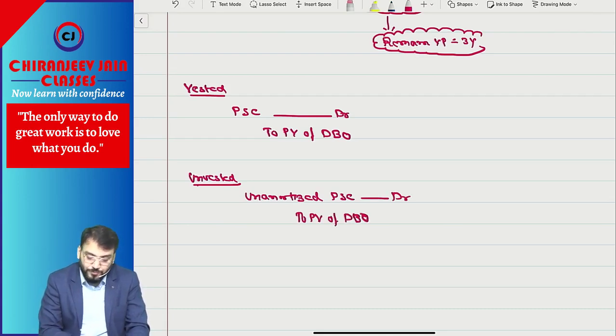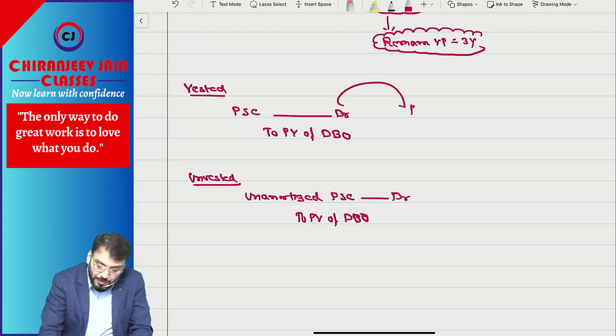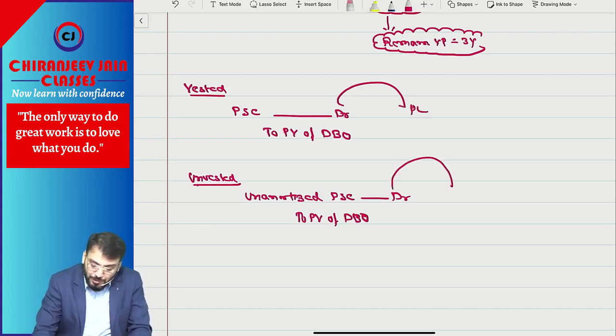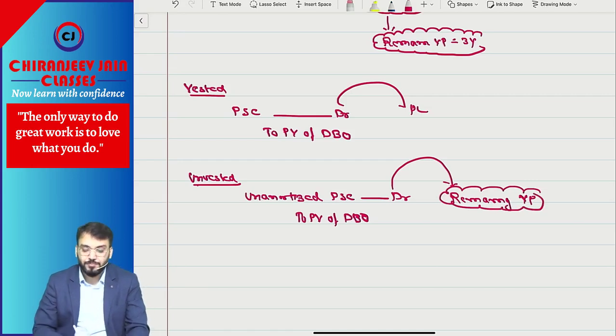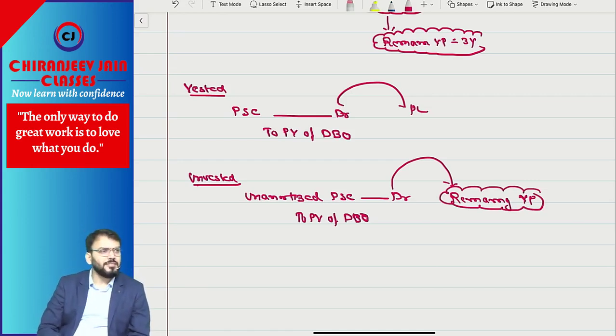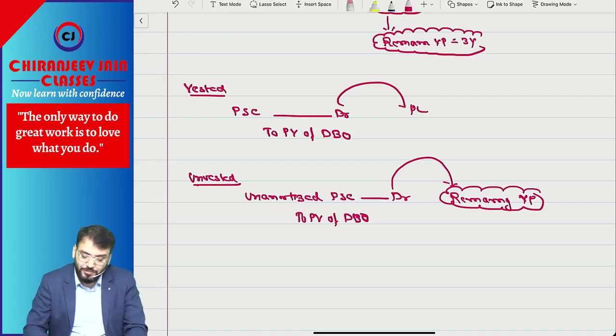Journal entry, have you understood? The vested one will be transferred to P&L immediately. The unvested one will be transferred over the remaining vesting period. Understood? Have you understood this? You only need to remember these journal entries, that is, the accounting treatment. So what do they want to say?